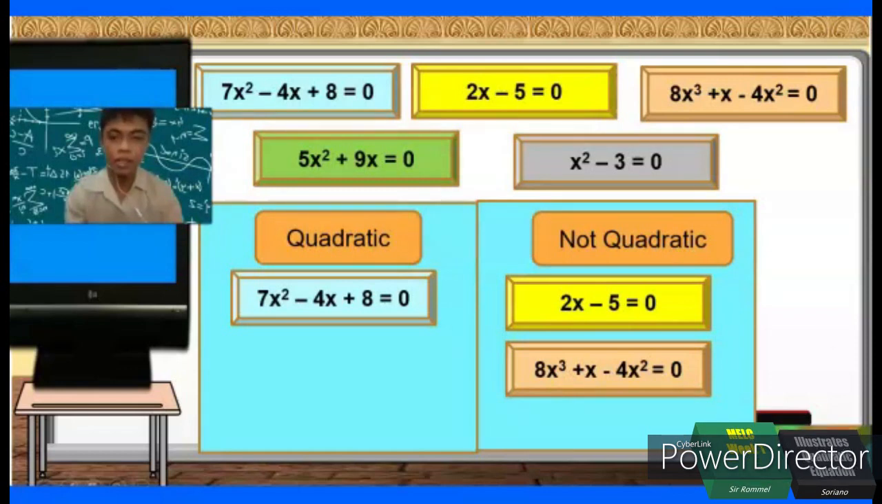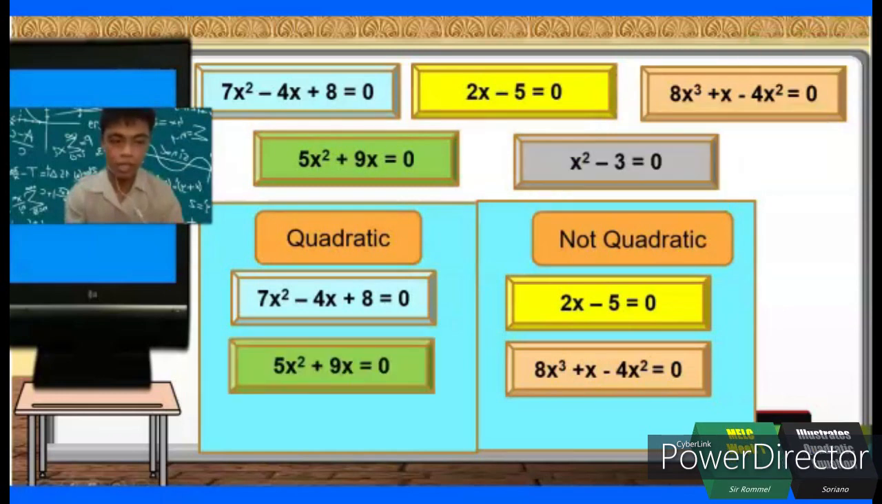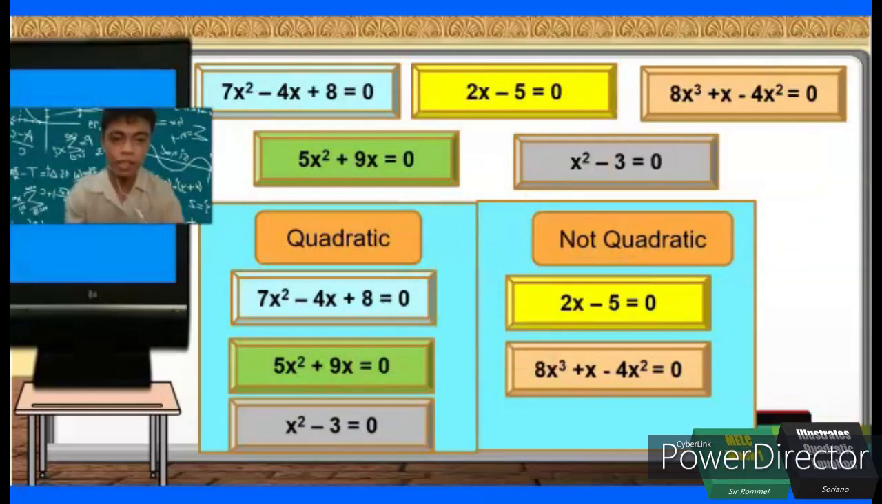Okay, next. 5x squared plus 9x is equal to 0. Okay, yes. The answer is quadratic. Okay, congratulations. And last equation, x squared minus 3 is equal to 0. Is it quadratic or not quadratic? Anyone? Okay, so the answer is quadratic.